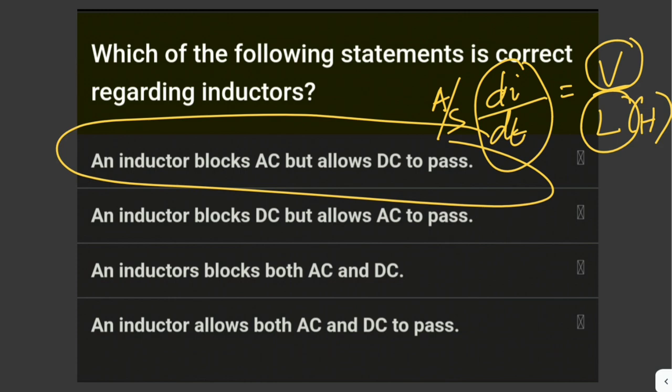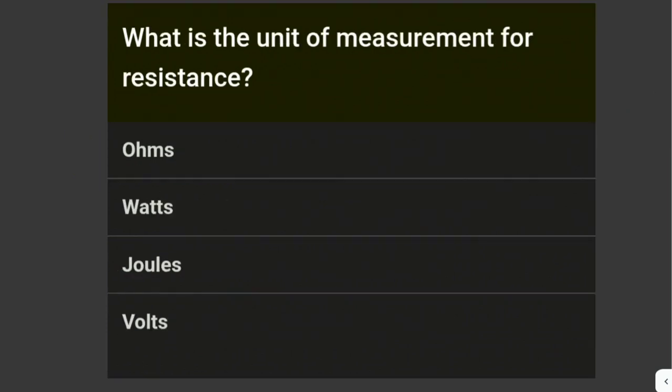So in this mode, the inductor presents very low resistance, so it can be said that it allows DC to pass. What is the unit of measurement for resistance? The answer here is ohms.